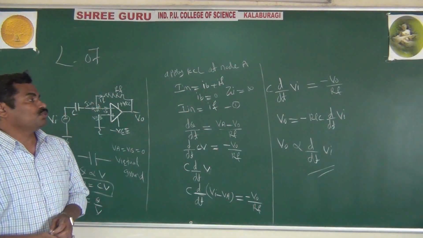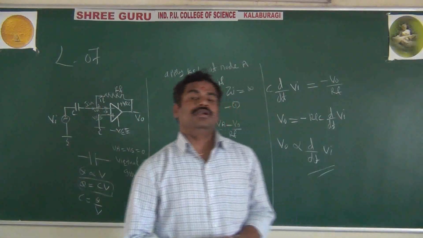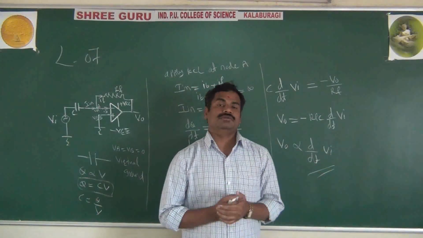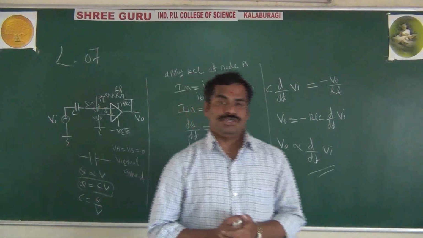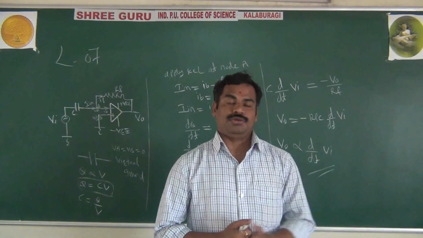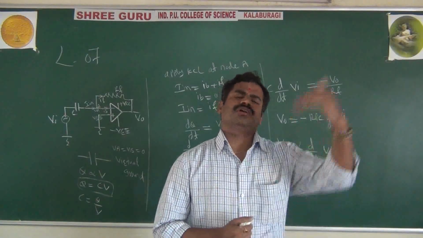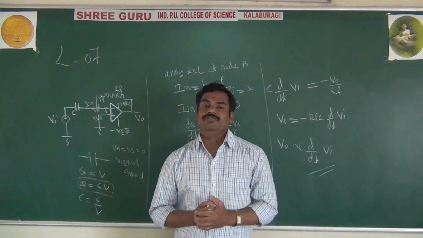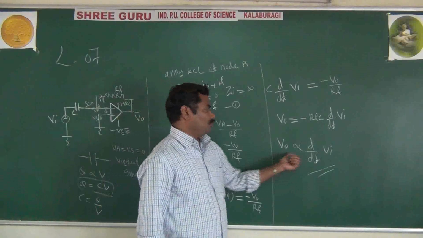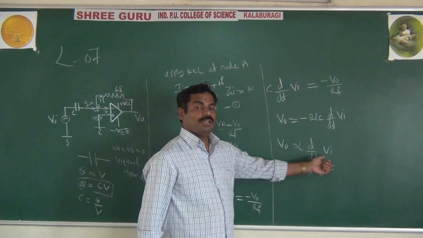Actually, many times this question is asked for 5 marks: explain the op-amp used as a differentiator. It means first you have to write what a differentiator is. As I said, the differentiator is a circuit in which the output voltage is proportional to the derivative, or differentiation, of the input voltage. The main function of your differentiator is that the output voltage is proportional to the rate of change of input voltage.